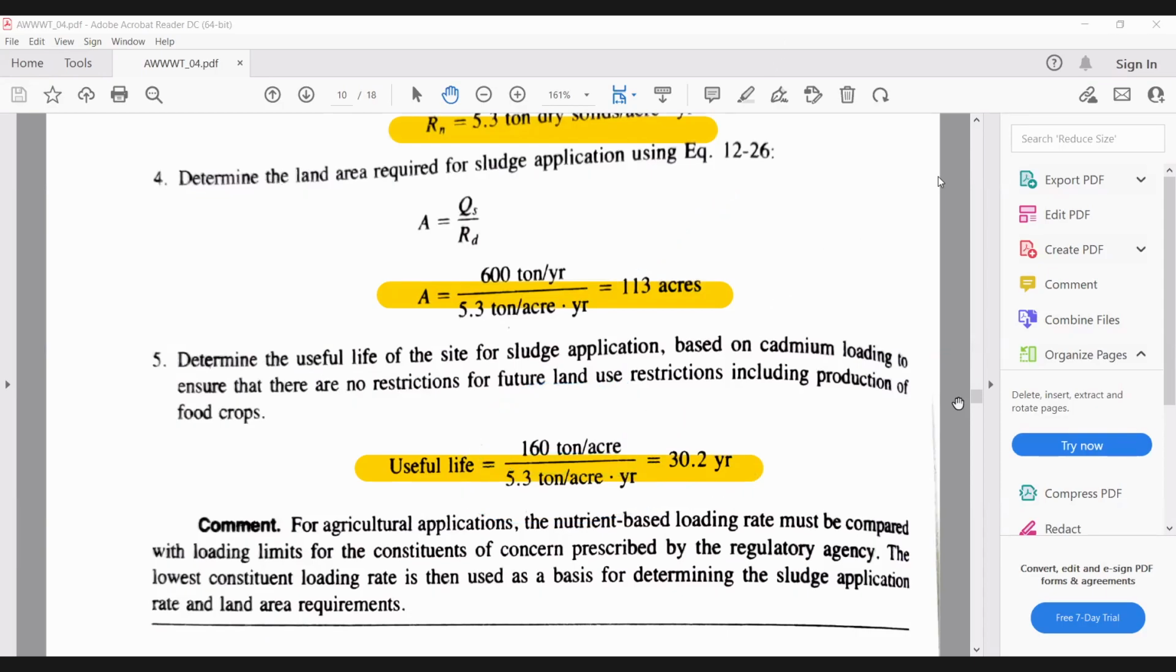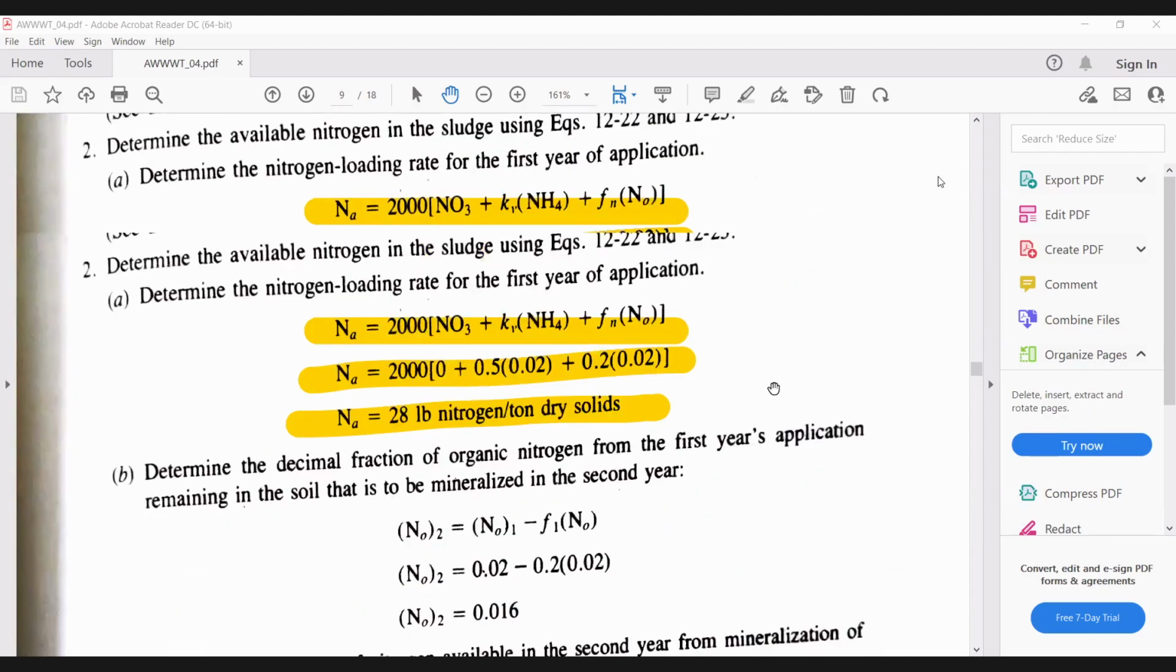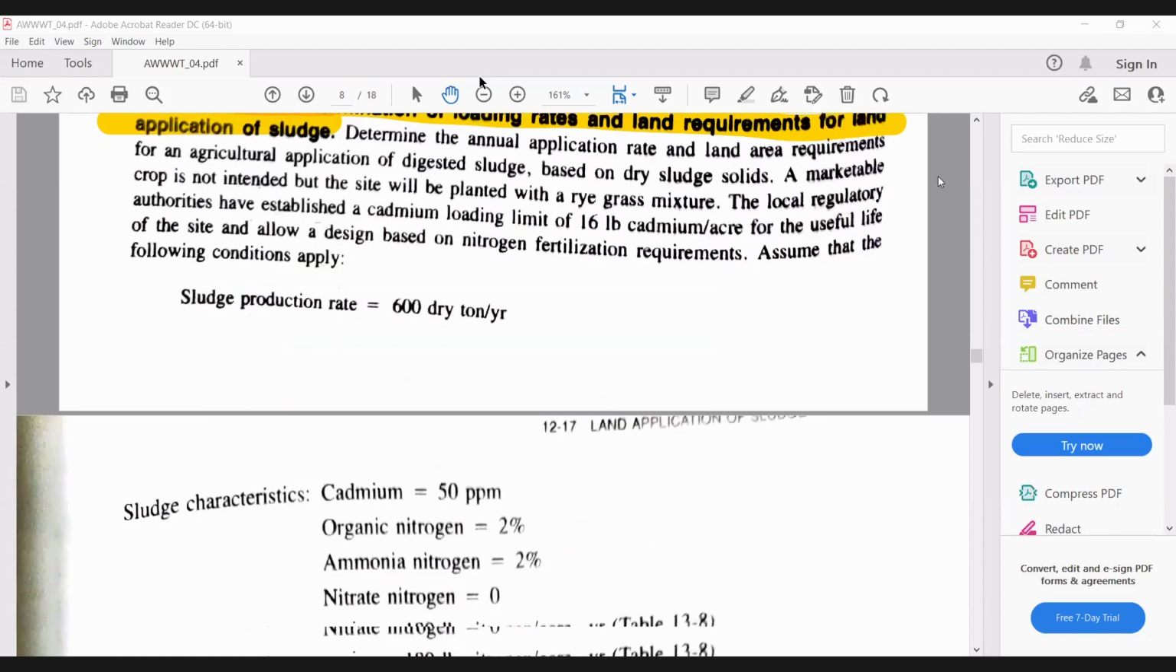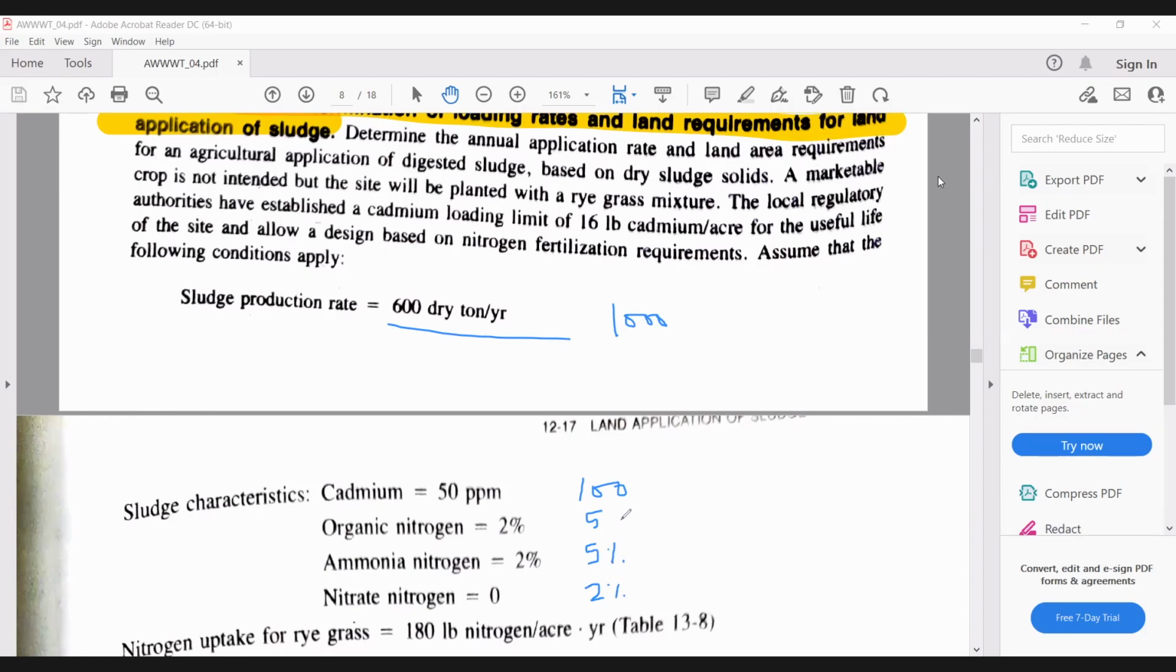So now you people need to solve this numerical. I am changing the value. Instead of 600 ton, this value is 1000, and cadmium is 100 ppm. This is 5%, and nitrate nitrogen is also 2%. Other data are the same. Calculate.